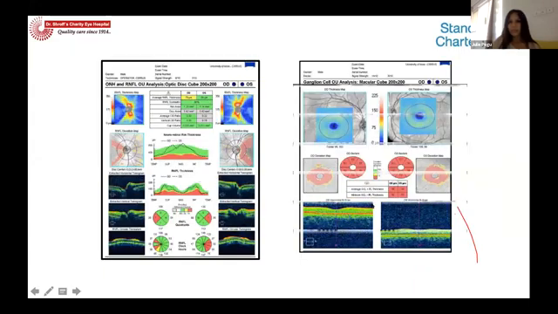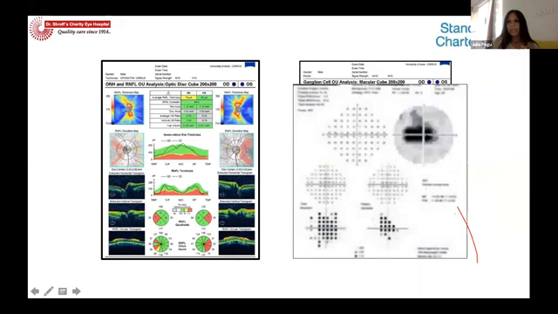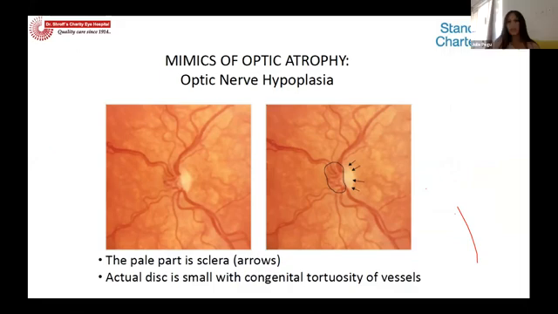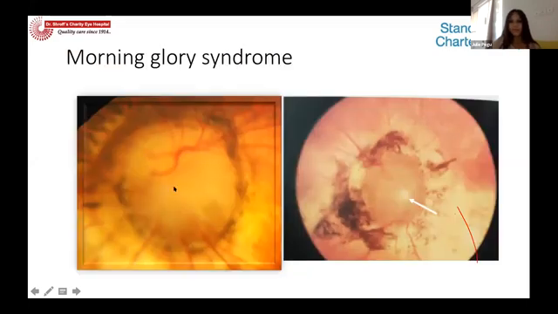as you can see with the OCT also. And I think in a nutritional toxic optic neuropathy, the centrocecal scotoma is the most prominent type of field defect that you get. The other mimics of optic atrophy, like optic nerve hypoplasia, suppose in this patient, may be referred to you because of this paleness of the optic disc, but actually this is not the optic disc, this is the sclera, and this is the actual optic disc, which is very, very small in size.